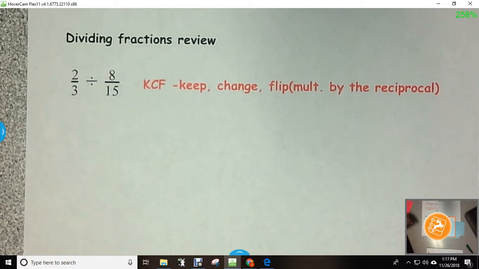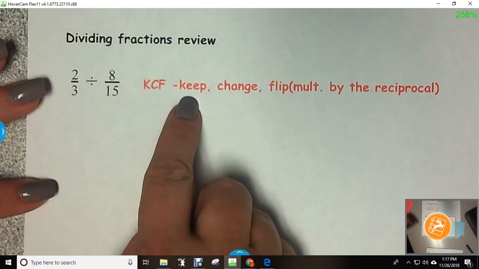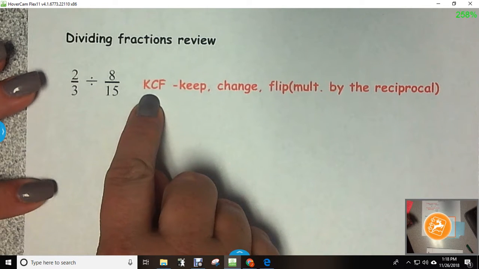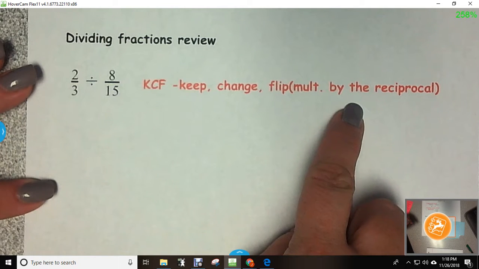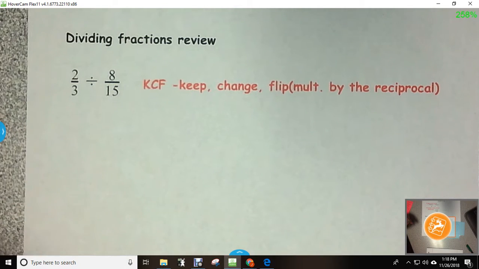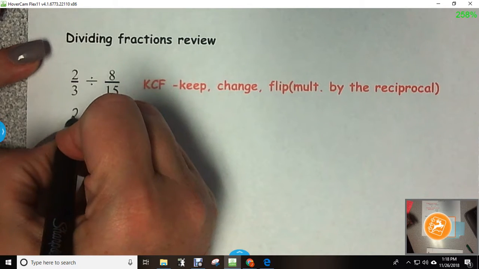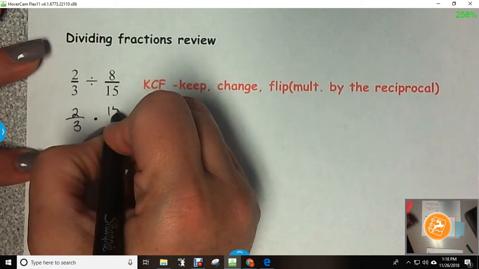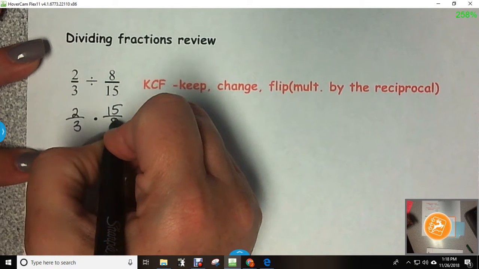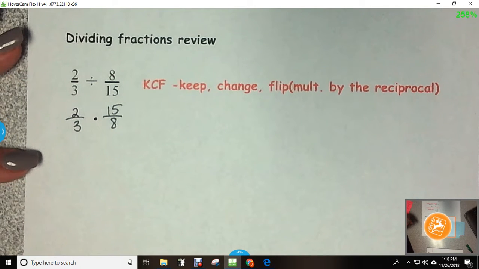So here's your dividing fractions review. In order to divide fractions, I call it KCF, keep, change, flip. That's the same thing as saying multiply by the reciprocal. But here's all you're going to do. You're going to keep the first fraction the same, change it to multiply, flip the second one upside down, and now it's just a multiplication problem. So like I said, if you can multiply fractions, you can divide fractions. It's not that big a deal.